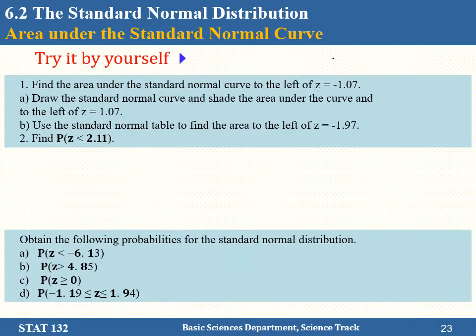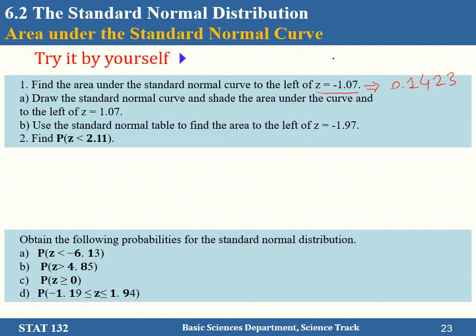Now, there are some questions here, and I will not solve them, but I will write the answers so you can check yourself. Try to do it by yourself, and you can compare your answers to mine. Find the area under the standard normal curve to the left of z equal to negative 0.7. You can use a table for it, and when you use the table, you will get 0.1423, if I'm not wrong.